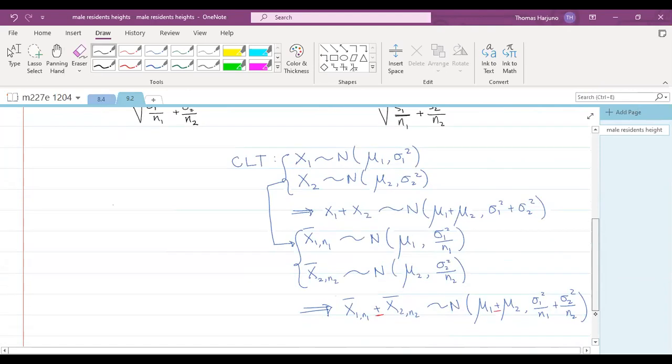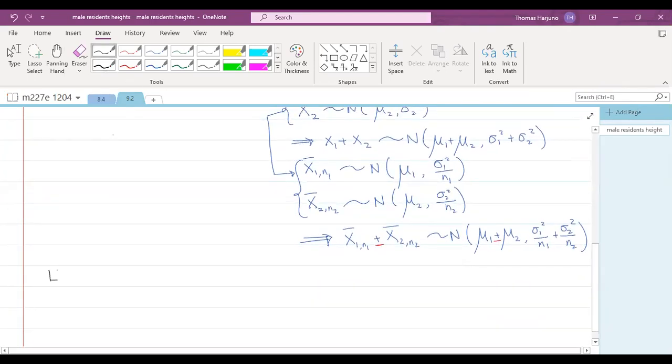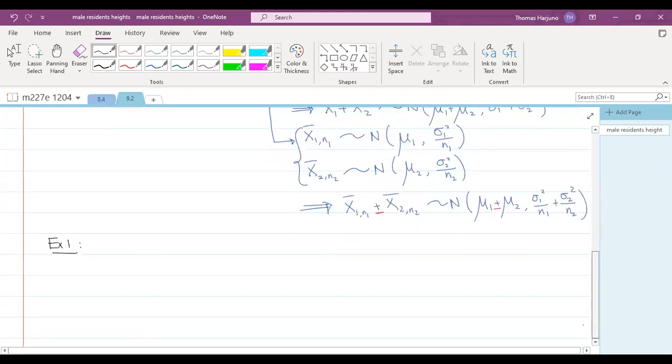Now, let's do an example. This one, my own example. Suppose, for example, that from a sample of 210 US male residents, we find out that x bar, the average height, is let's say 70 inches with sample standard deviation 2.5 inches, while for Indonesian male residents, let's say 150 people, the sample size, the average height of this sample is 65 inches with sample standard deviation 2.8 inches.